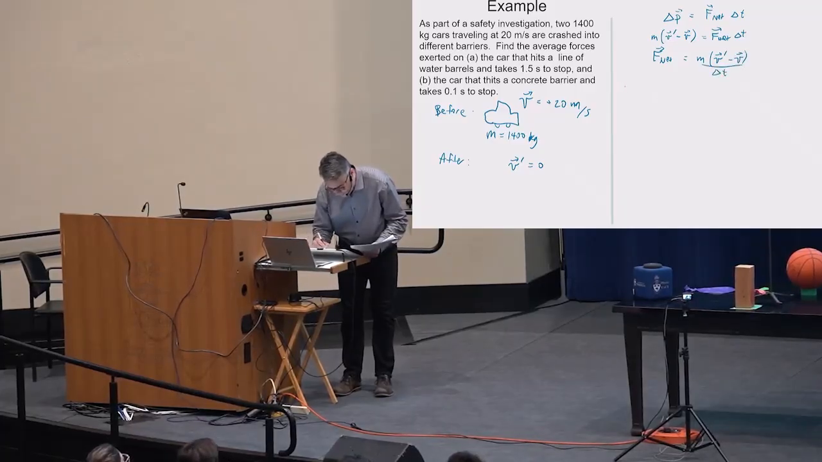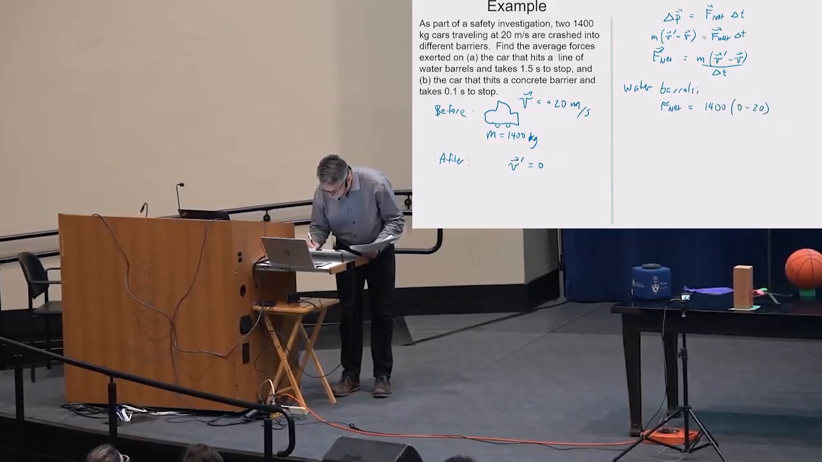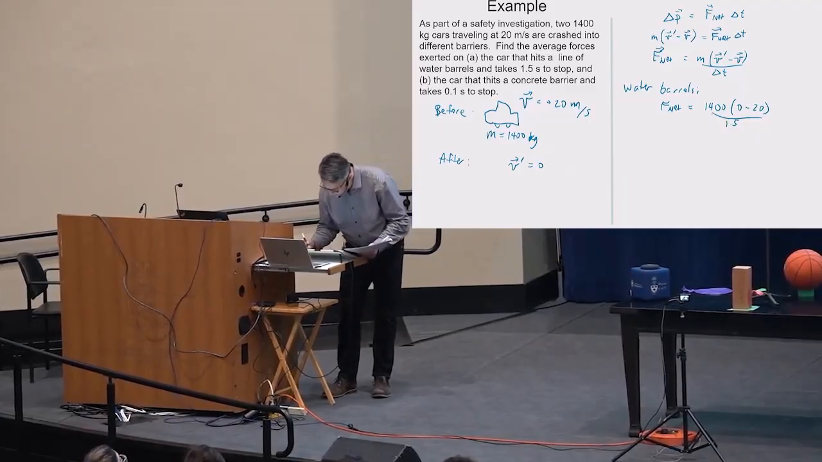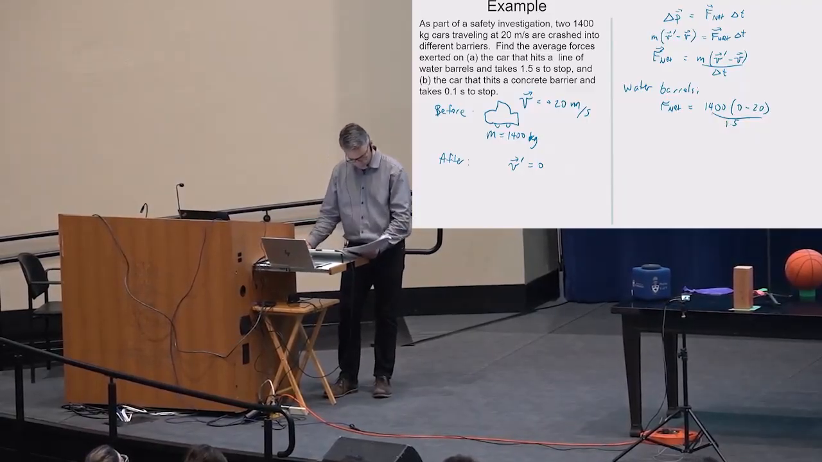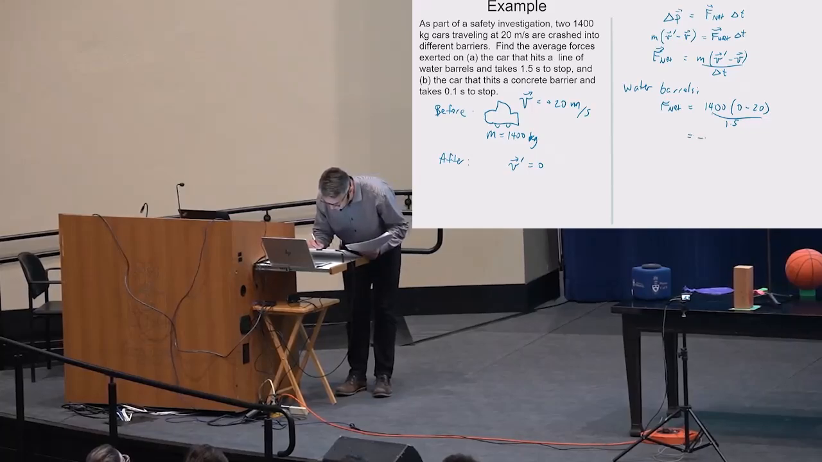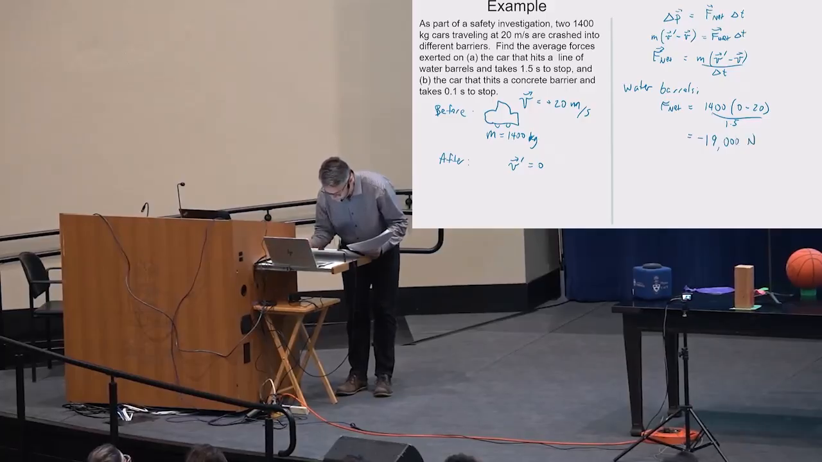So for the water barrels, F net is equal to 1,400 times 0 minus 20 divided by 1.5. And I got negative. Oh yeah, that makes sense, right? It's stopping, so negative 19,000 newtons. That's actually kind of high.